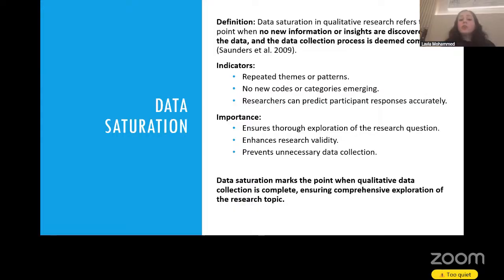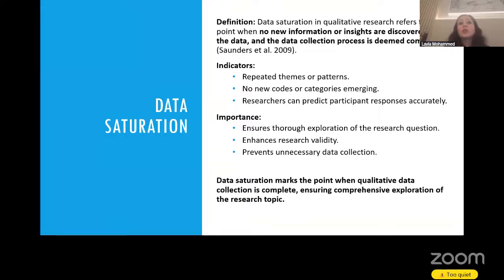So, why do we do this? Why is it important to reach data saturation? It's important because it ensures thorough explanation of the research questions. At the end of the day, our task as researchers, right, is to answer our main overarching research question. Now, if, for example, we've interviewed 10 people, but those 10 people are all saying different things, this means you have no findings. You got nothing to report, no conclusive findings.